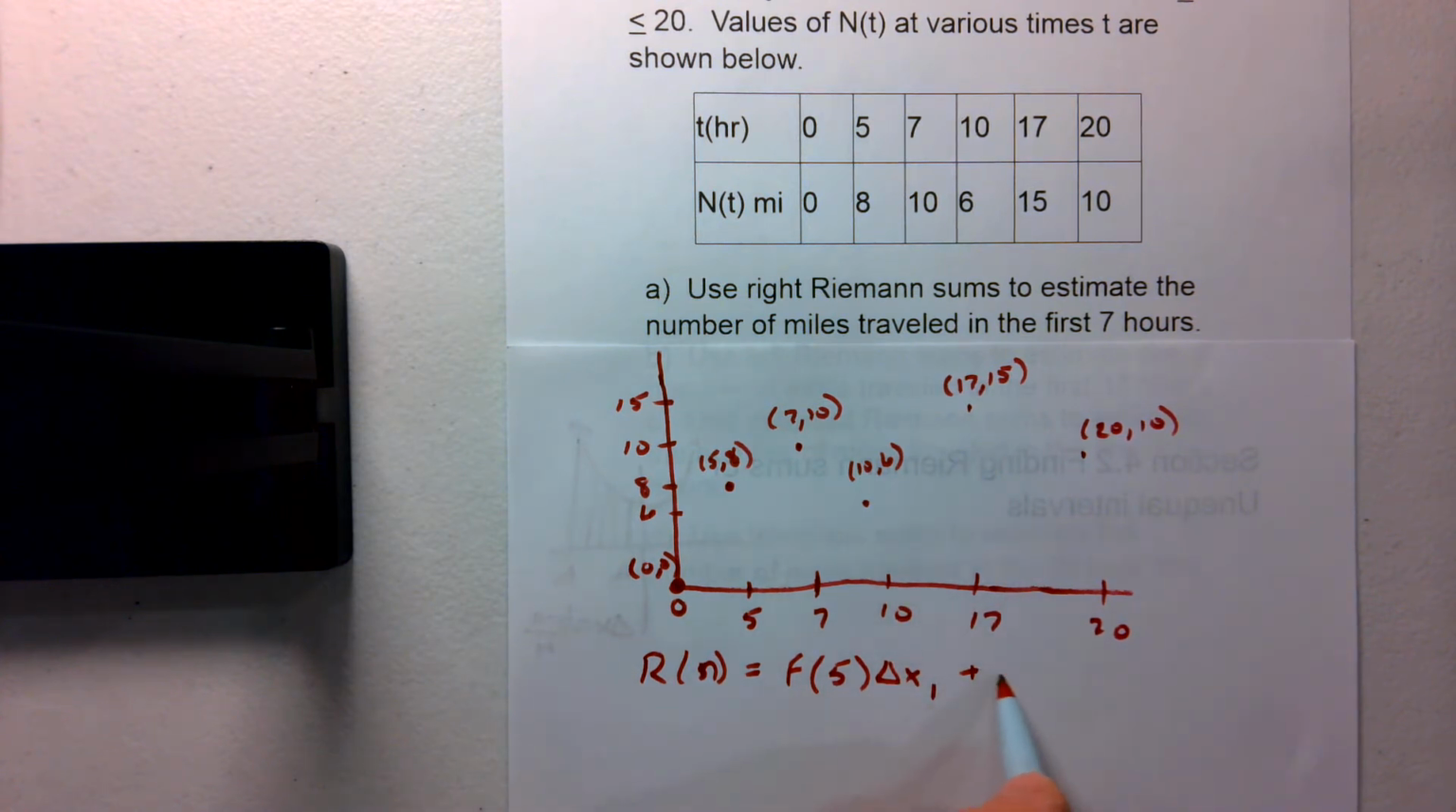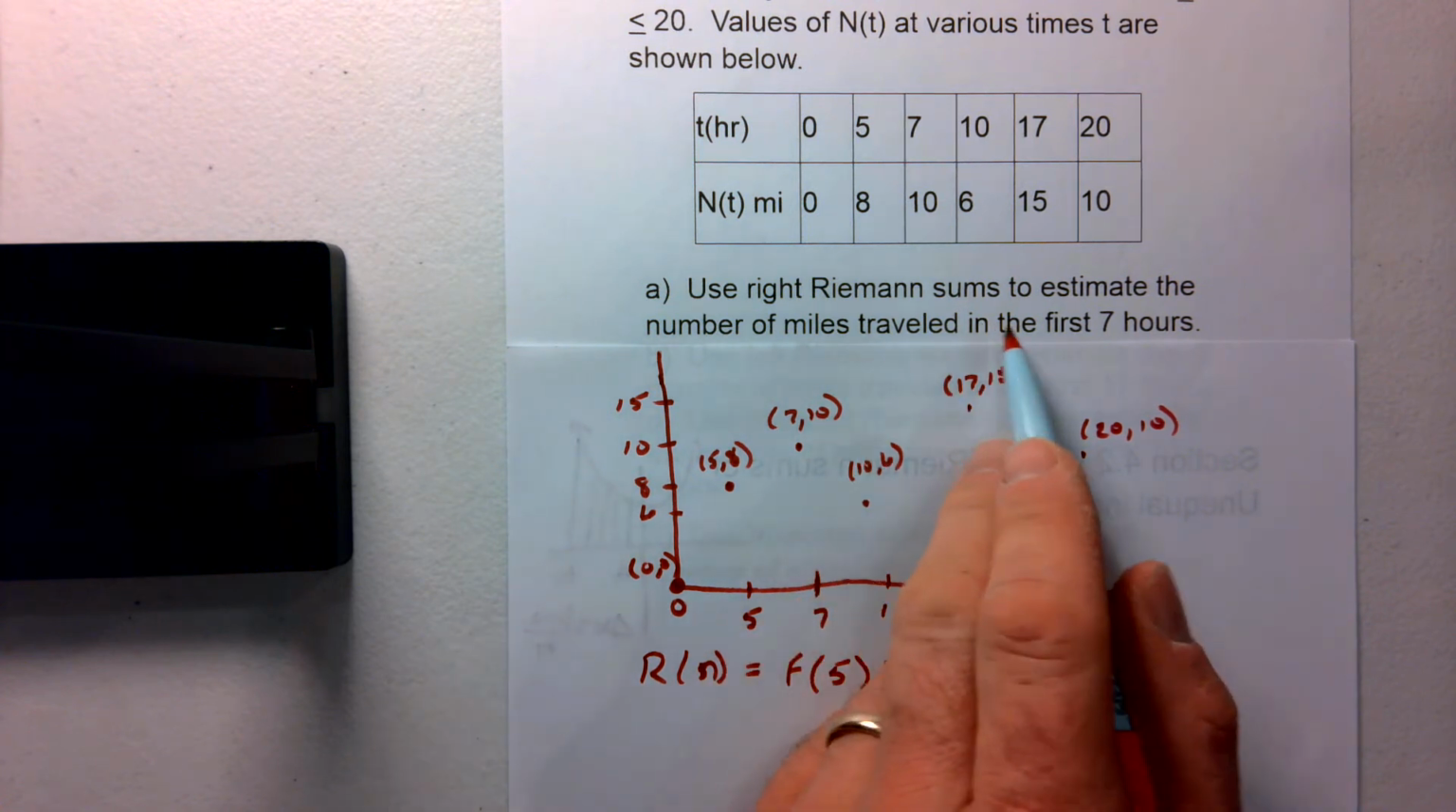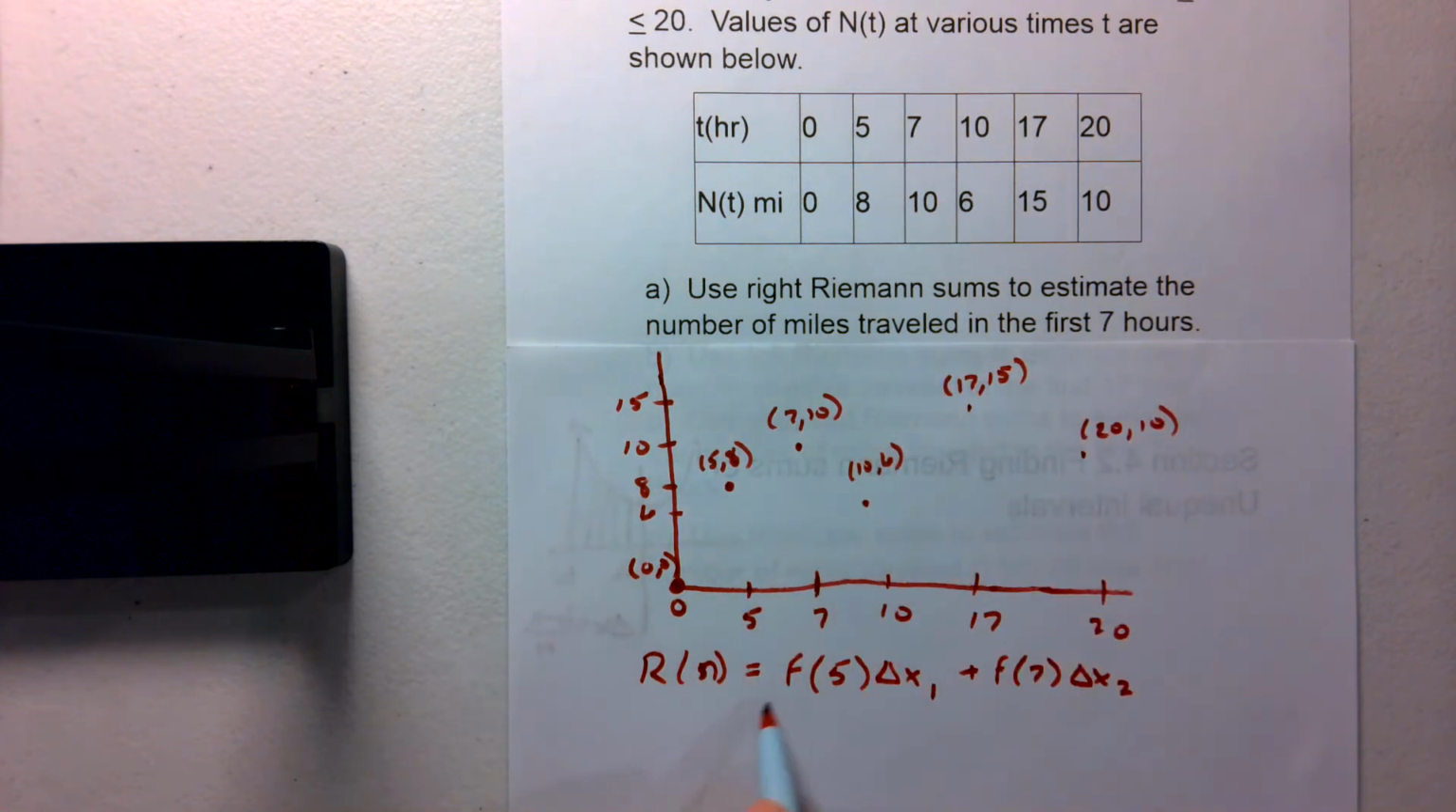The next one is going to be f of 7 times delta x2. Again, notice I'm just going to increase my delta x subscripts until I run out of delta x's. Now I can go ahead and find the distance for the first 7 hours. So now I'm going to find my f of 5. F of 5 is 8, because that's given to me as my point, and delta x1 is 5.